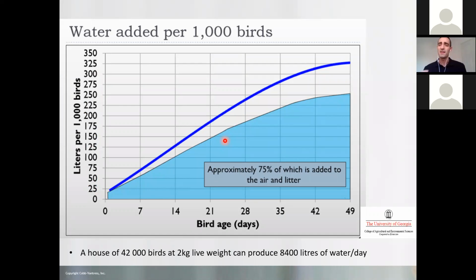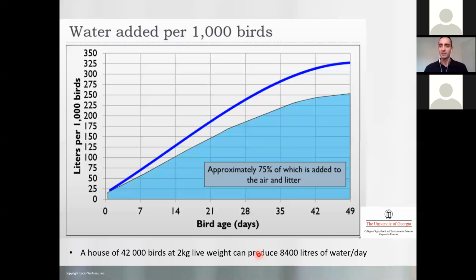That's the moisture that you need to be able to remove on a daily basis to keep your litter dry. So they're only going to be utilizing 25% or so for all the metabolic functions and everything else, and 75% is almost going to be added back into your houses, and you need to have the correct minimum ventilation to be able to remove that. Take an example at the bottom here, a house of 42,000 birds at 2 kgs. At the end of the cycle, they can produce around 8,400 liters of water in a day. So you need to remove that.